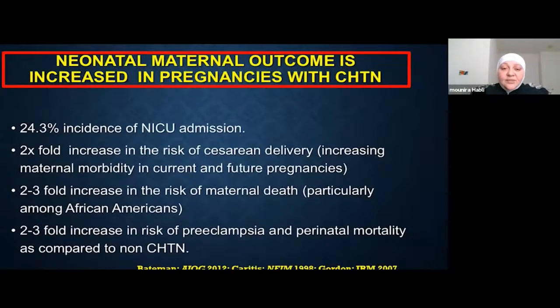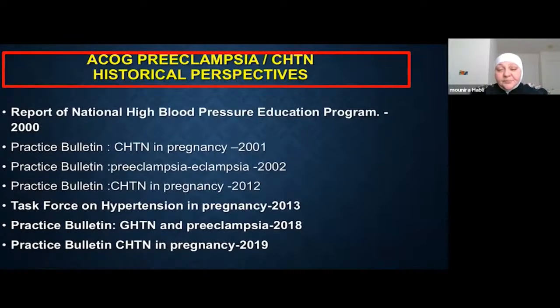Also, chronic hypertension in pregnancy has significant maternal and neonatal outcomes. There is a 24% increase in NICU admission and a twofold increase in risk of C-section, which impacts mom during subsequent pregnancy and during the current pregnancy. There is a 2 to 3-fold increase in risk of maternal death, especially in African Americans, and a 2 to 3-fold increase in rate of preeclampsia and perinatal mortality as compared to non-chronic hypertensive patients.